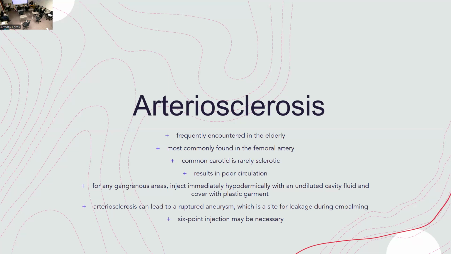I've got this recorded. Talking about embalming different age groups, we talked about infant and child, standard, young adult, and now we're in elderly. With elderly bodies, you'll see arteriosclerosis, very common, most commonly in the femoral arteries. The common carotid is rarely sclerotic, although it is possible, but because blood pressure is so high there, typically it's not going to be there.